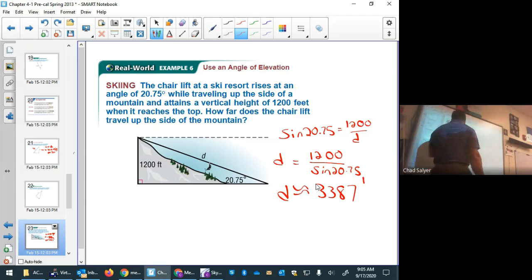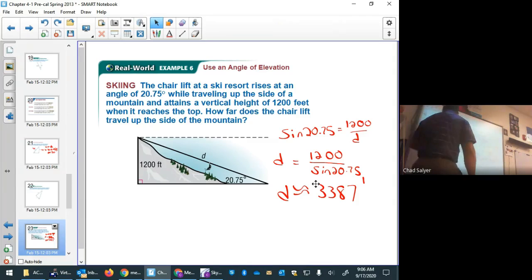And this is in feet. Don't forget your units. Applied mathematicians are pretty anal about units.